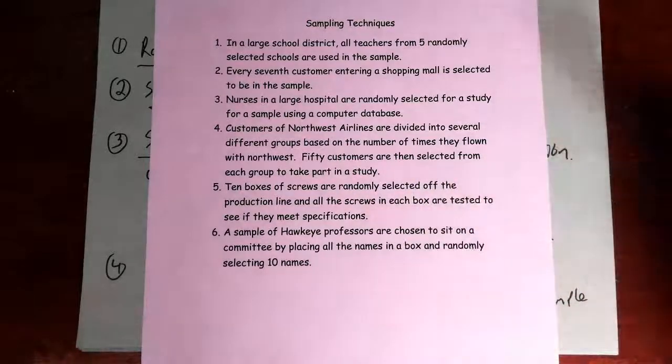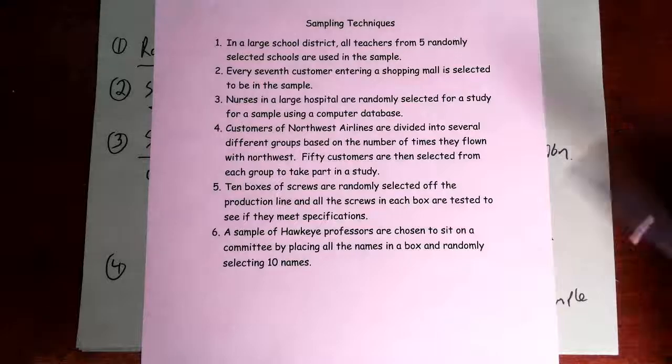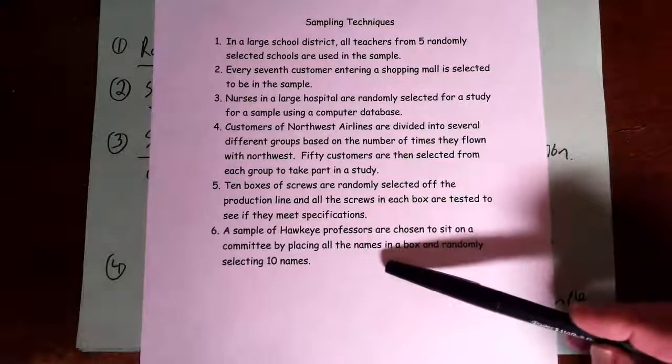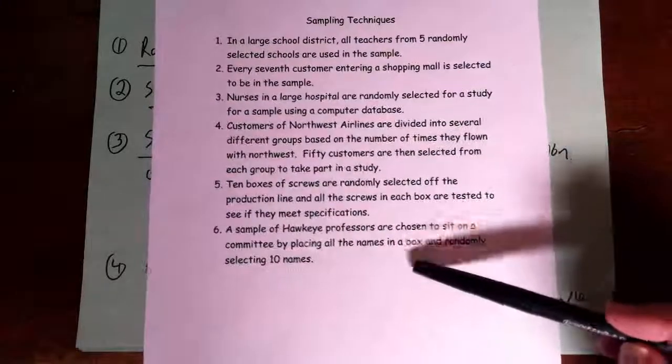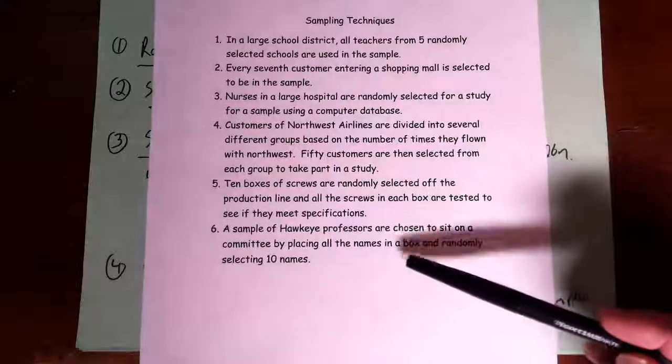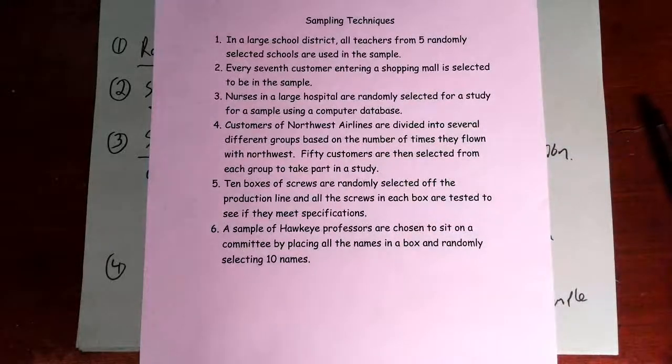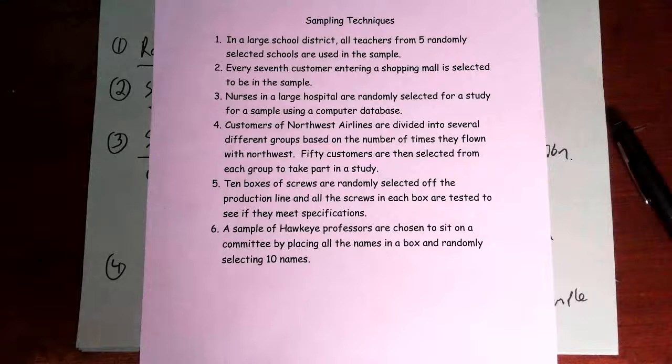And so a sample of Hawkeye professors are chosen to sit on a committee by placing their names in a box and randomly selecting the 10 names. That is the random sample. Okay, again, it's like the names out of a hat. So that's a random sample. So those are the sampling techniques. Now there's probably a lot more, but these are the 4 that your book talks about. And these are the ones that you'll see on the homework.